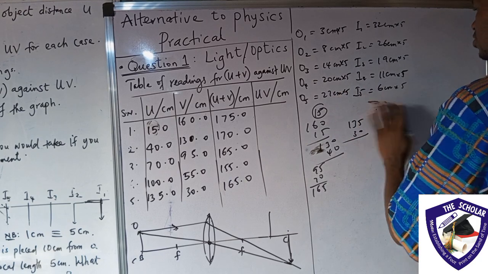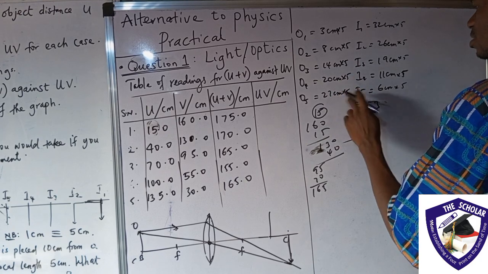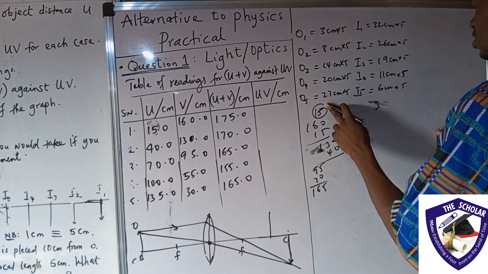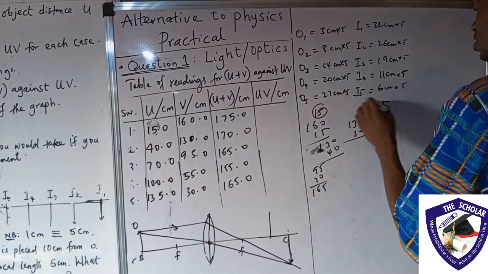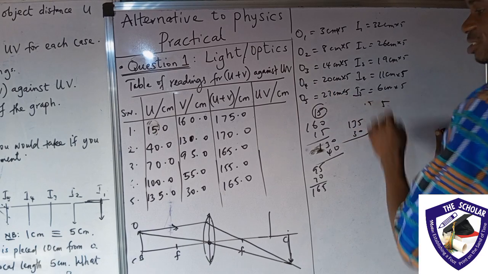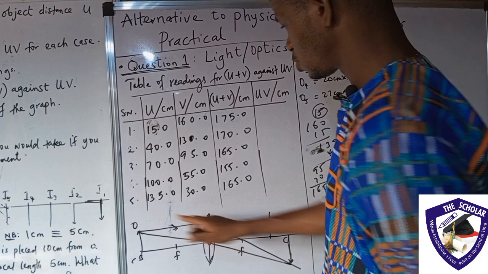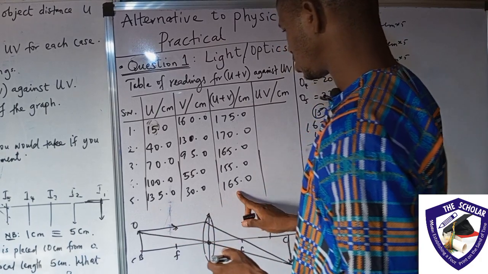7 times 5, 35, then 2 times 5, 10, 35, 35, 2 times 5, 10, 135. Okay, that's correct. So this plus this gives us 165.